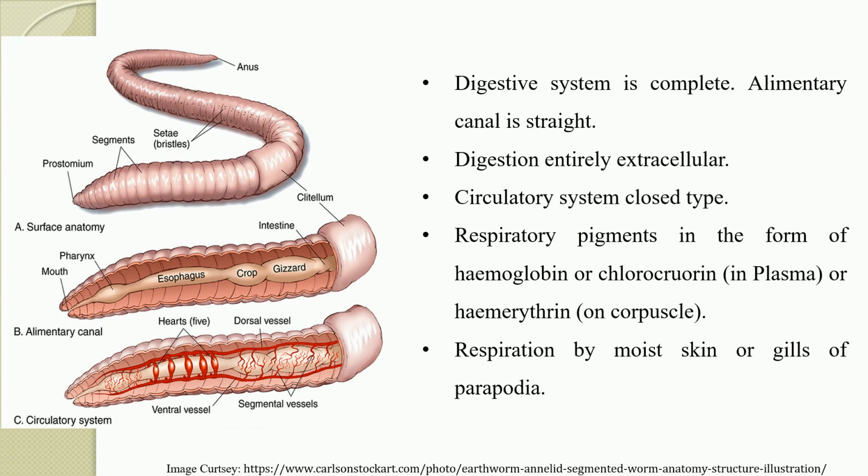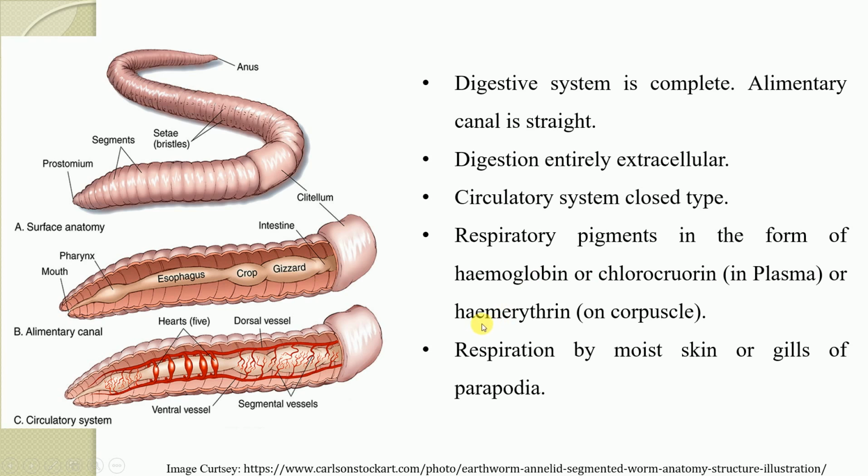The annelid organisms are provided with different kinds of respiratory pigment. In some cases it may be in the form of hemoglobin or chlorocruorin, but hemoglobin you will find in these annelid organisms, and chlorocruorin is present in the plasma. If you see mammals, the hemoglobin is present on the surface of RBCs. But here in the case of annelids, it is present in the plasma.